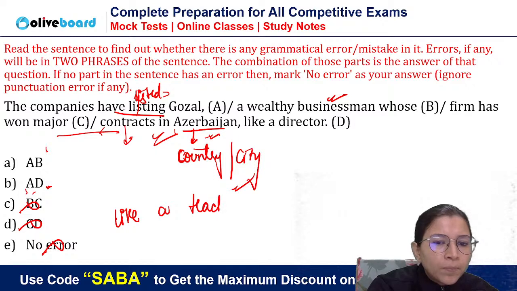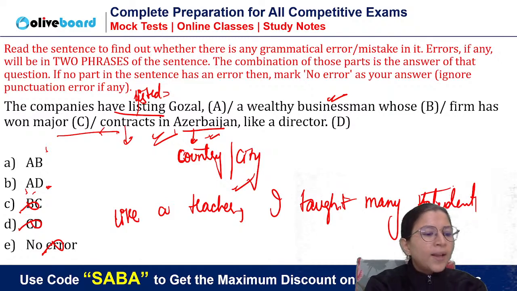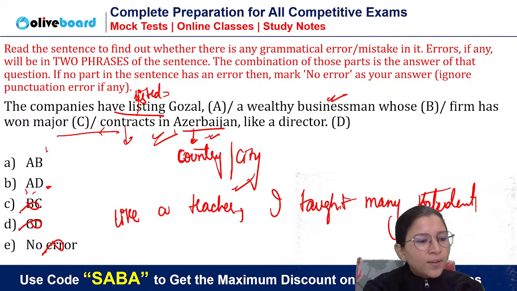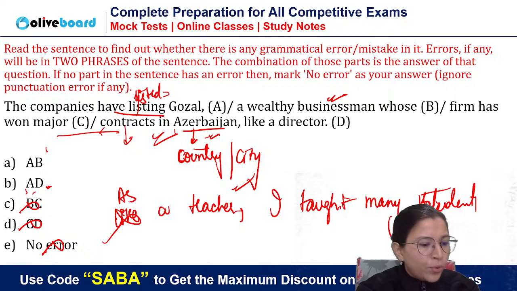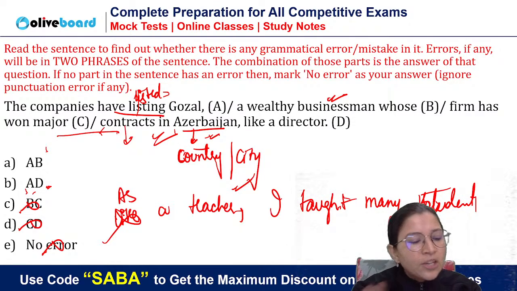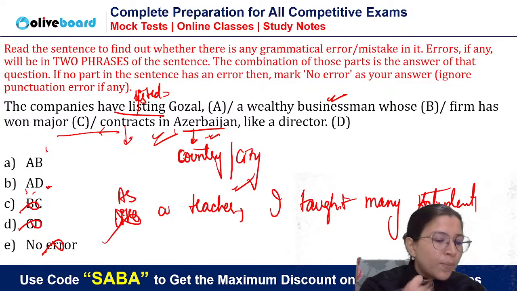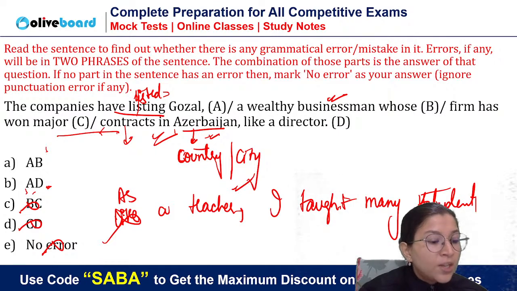Okay, if I say, like a teacher, I taught many students. Is it correct? What is wrong in this sentence? Like a teacher, I taught many students. Is it making any sense? Like a teacher means, am I comparing myself to anybody, or am I saying that as a teacher? As a teacher, I taught many students. As a teacher, I mentored, I shaped the life of many students. So it will be as a teacher. As a teacher, it is my duty to help you. I will not say like a teacher, because I'm not comparing myself with any other teacher. I'm talking about my responsibility, my duty as a teacher.